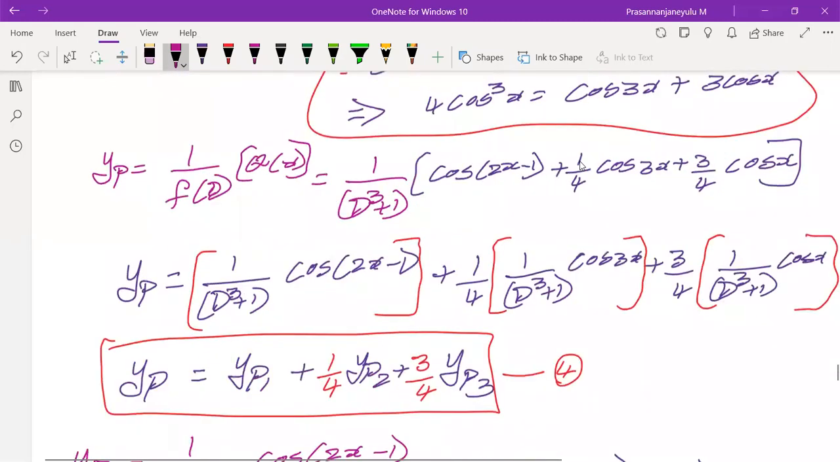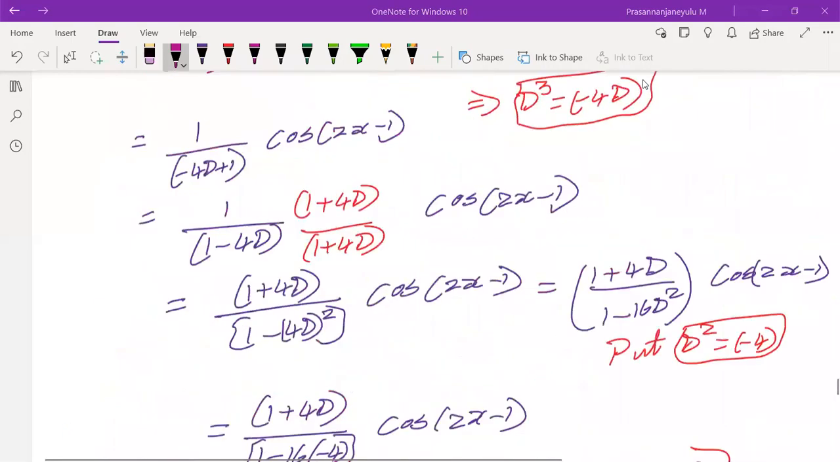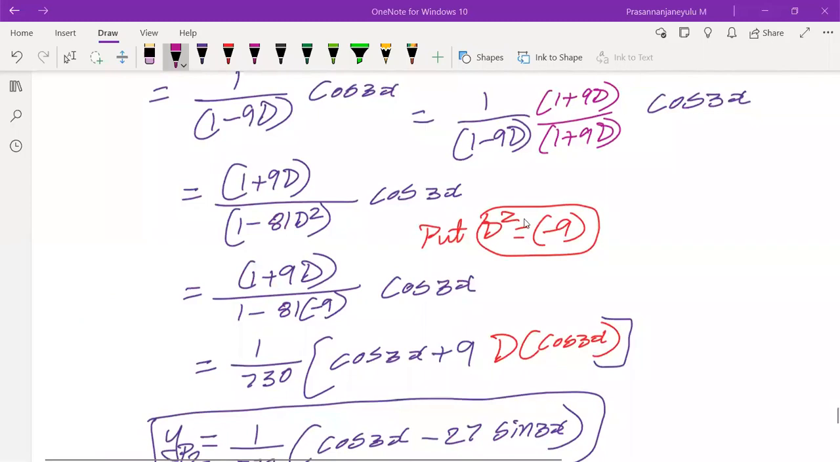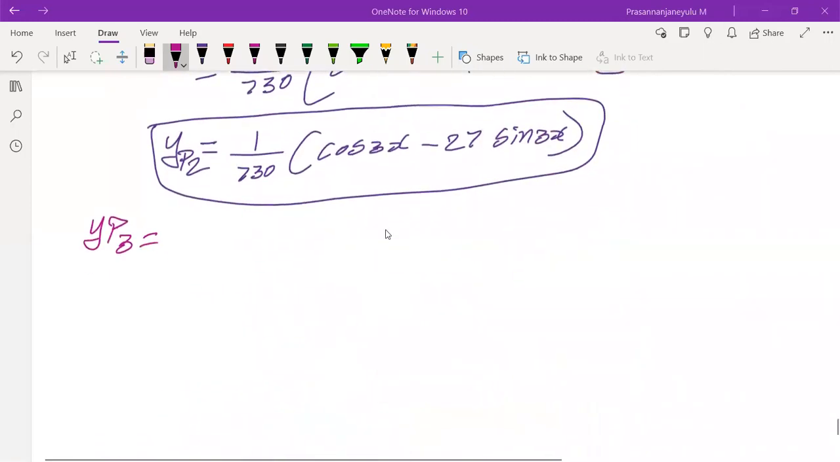What is our YP3? Check it here. Our YP3 is here. We have written 3 by 4 into YP3. So 3 by 4, leave it. So this is only YP3: 1 by d cube plus 1 of cos x. That is our YP3. I'm not taking any equation numbers. If you want, you can take them. No problem at all. So 1 by d cube plus 1 of cos x.